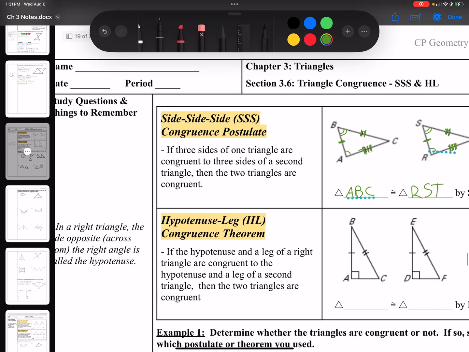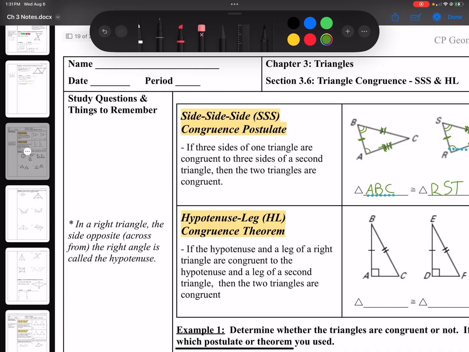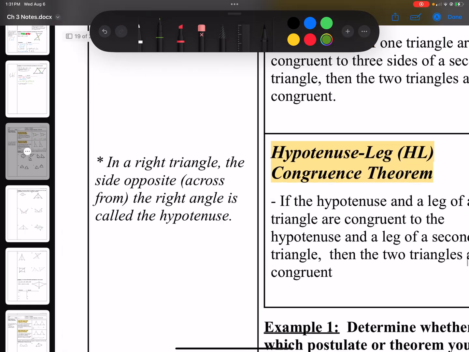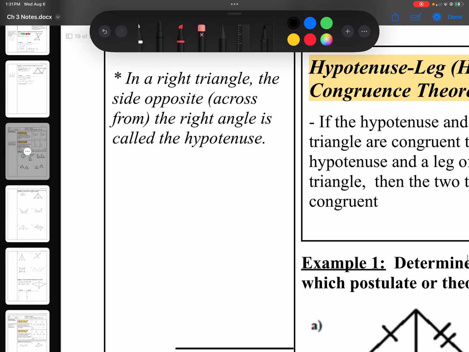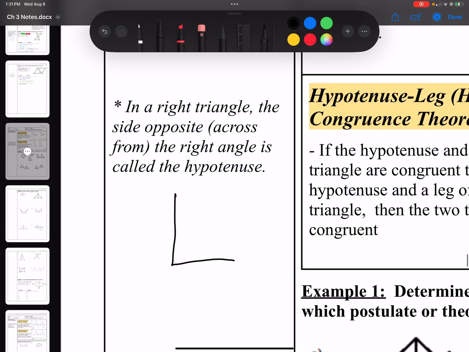Now next, this one only applies to right triangles, but be careful. Just because it's a right triangle doesn't mean it has to be this theorem. You could use side angle side with right triangles. Now, before we talk about this theorem, here's a right triangle. The side that is across from the right angle is called the hypotenuse. This is the hypotenuse.